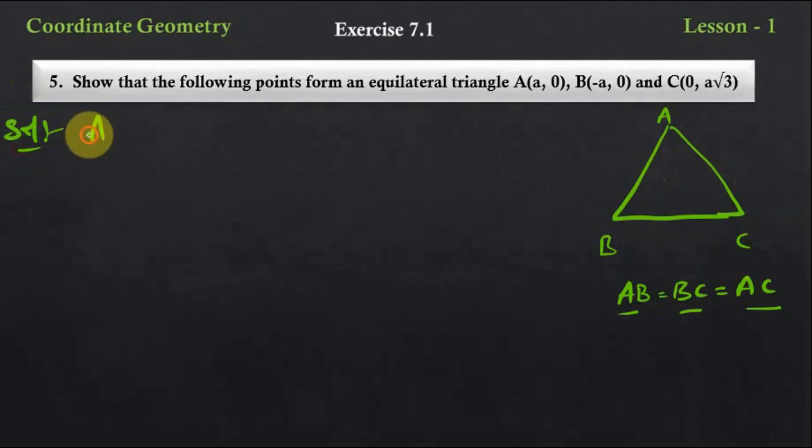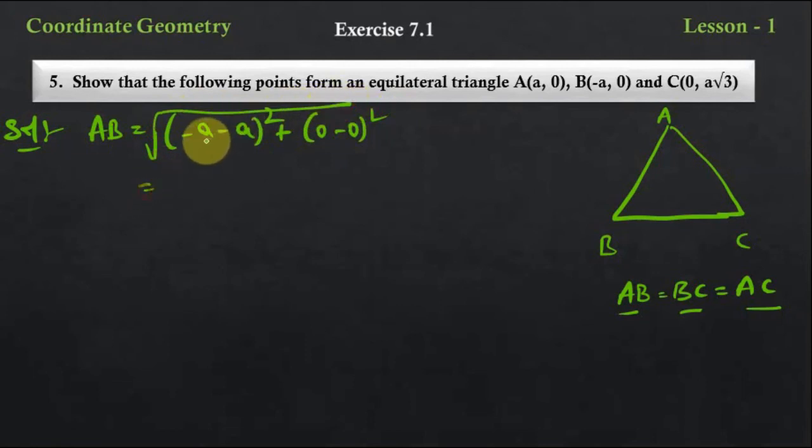First we'll find the AB distance. So AB: x2 here is minus a, minus x1 which is also a, whole square, plus y2 minus y1, 0 minus 0, whole square, under root. Right, so minus a minus a is minus 2a, both have negative signs, so we add those two, whole square. This value 0 minus 0, we don't want this, that will be 0 only.